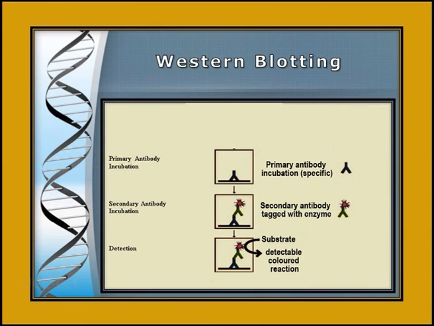Then we add secondary antibodies tagged with certain enzymes. These secondary antibodies will bind to the Fc portion of the primary antibody. If we add the corresponding substrate, then the enzymes will act on it and we will get a colored reaction. So you can see here the expression of a gene and the existence of the protein. All this can be studied with the help of southern blot, northern blot and western blot respectively.